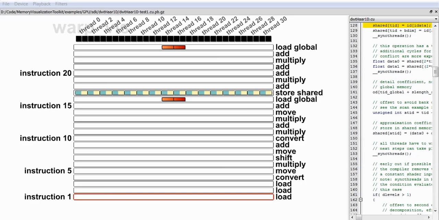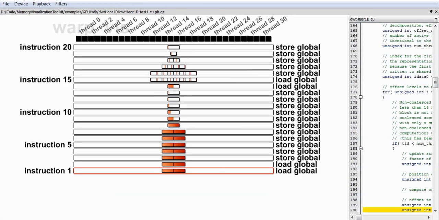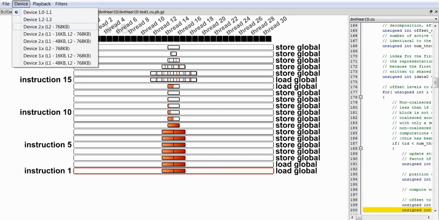In this study, we investigate global memory behavior under various CUDA architectures. We begin by filtering shared memory events and non-memory events. Next, we can flip between CUDA 1.0 and CUDA 1.2.